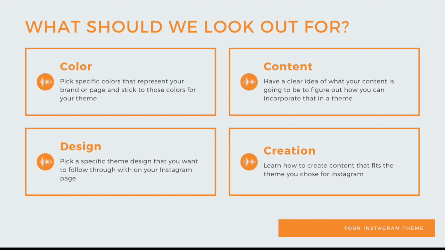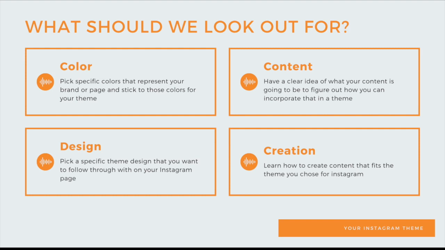First off, the color. Pick specific colors that represent your brand and page and stick to those colors for your theme. Content as well. Have a clear idea of what your content is going to be and figure out how you can incorporate that in an Instagram theme. Want to also talk about the design, picking a specific theme design that you want to follow through with on your Instagram page, and you will always be using the same theme. Also, creation. You need to learn how to create content that fits the theme you chose for your Instagram page.